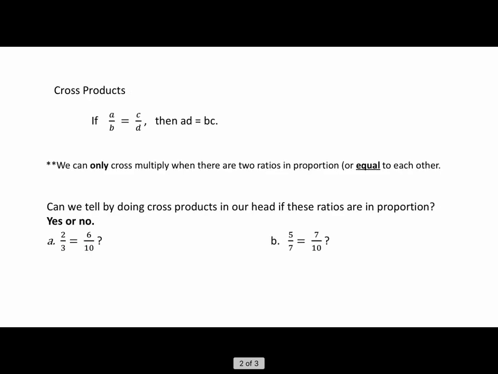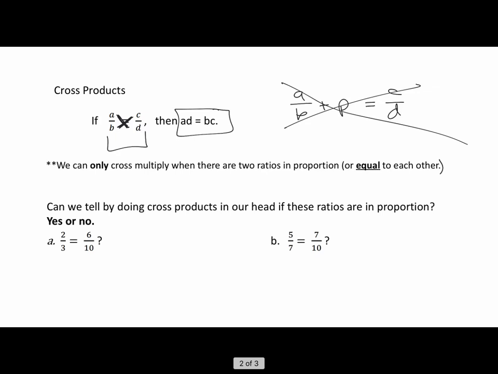And if you have two ratios in proportion, then you are allowed to use cross products. We usually think of that as A times D is equal to B times C. That's a cross product. So that leads us to this equation, AD equals BC. The problem is that you can only use cross multiplication when there are two ratios in proportion, or equal to each other. It doesn't work if you have, say, another term there. Then you do not have ratios in proportion, only if you have one ratio equal to another ratio.